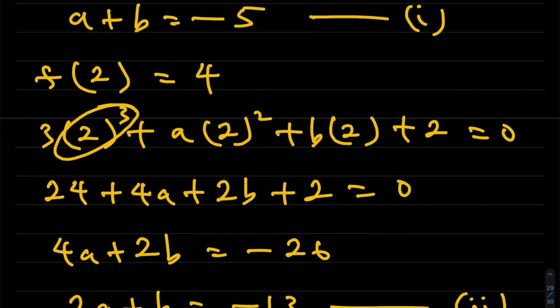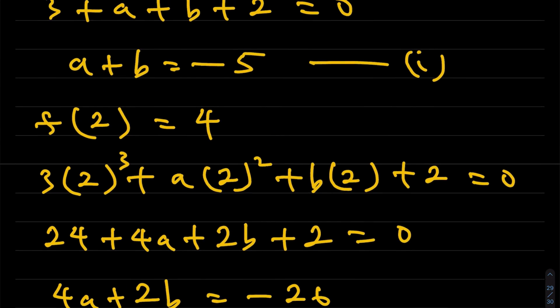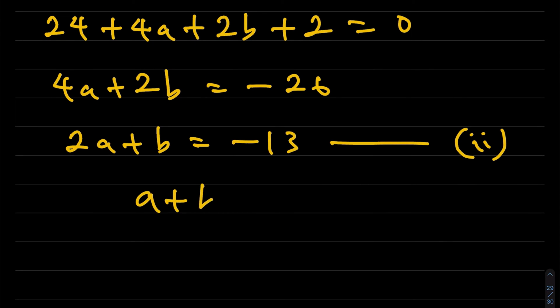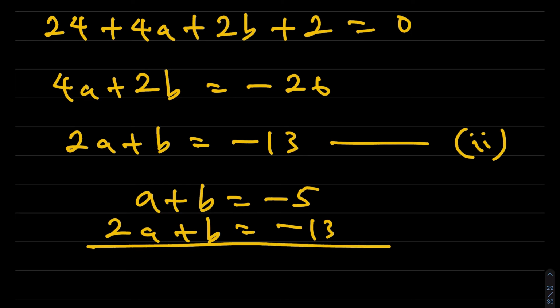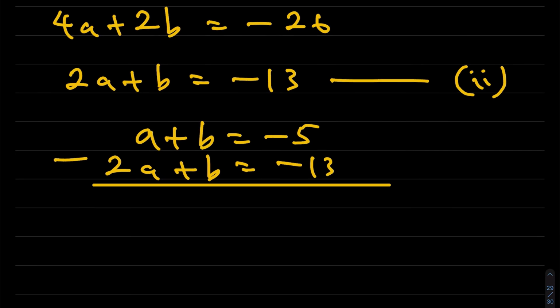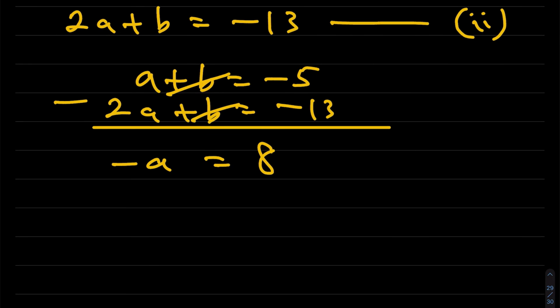And that's another equation. Now we want to solve the two equations simultaneously. A plus b equals minus 5 and 2a plus b equals minus 13. I can simply subtract equation 2 from 1. A minus 2a is minus a, b minus b is 0. Minus a equals minus 5 minus minus 13. That simply means minus 5 plus 13, which is 8. Minus a equals 8. That simply means a equals minus 8.